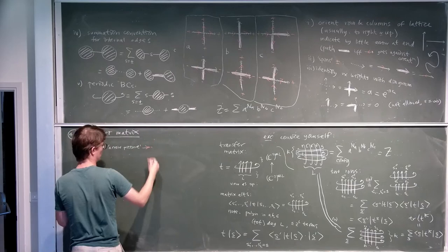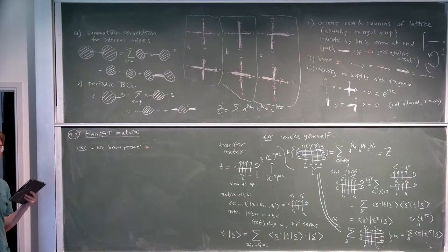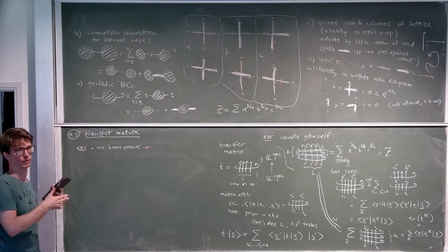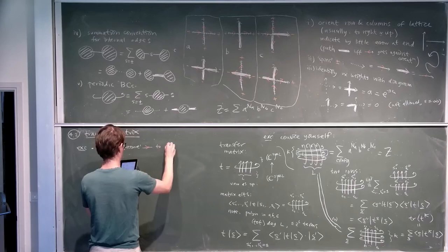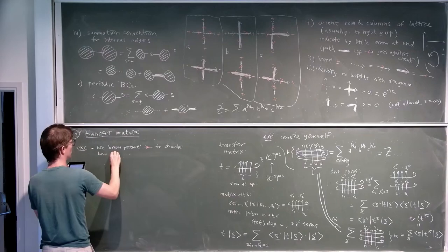They're all equivalent, but some pictures are more useful for certain computations and others for others. I like these lines; I think it's much easier to see what's going on with lines that you just have to follow. But for this, the arrow picture is better, to check how the vertex weights change.